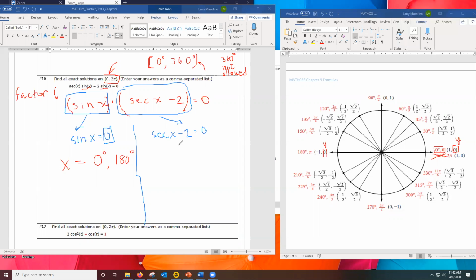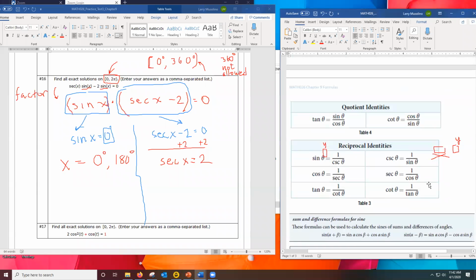All right, let's go over to the right side. I'm going to add 2 to both sides on this equation. And that's going to give me secant x equals 2. But I can't really use secant x with the unit circle. So I'm going to replace secant with its equivalent. So I'm coming over here. Notice here it says secant is 1 over cosine. So I'm going to replace secant with 1 over cosine. So this is going to be 1 over cosine x equals 2.